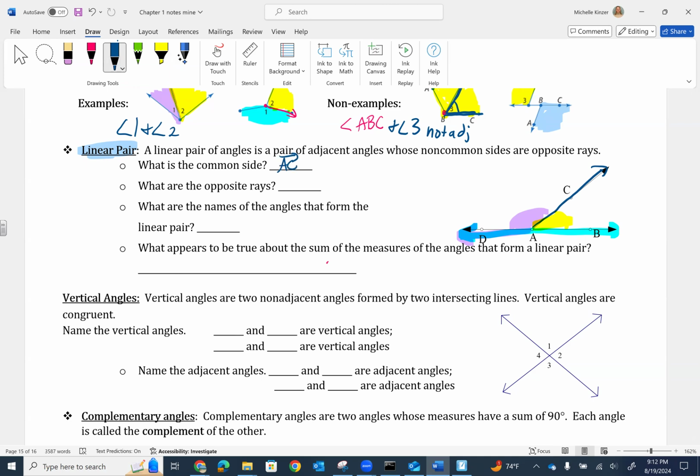What are the opposite rays? So AB and AD. So we've got opposite rays, we've got a common side. And then also, what is the name of the angles that form that linear pair? They are going to be angle DAC and angle CAB. And what appears to be true? They make 180 degrees.